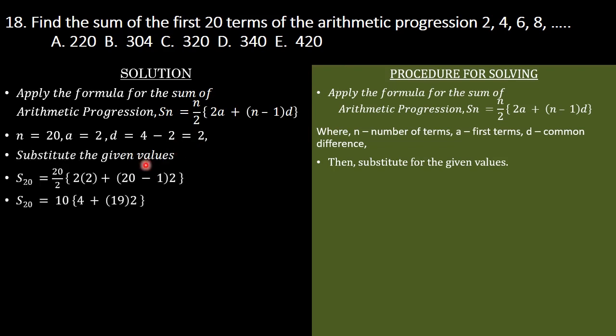You now have 20 over 2, open the bracket, 2 times 2 plus (20 minus 1) times 2, close the bracket. The sum of the first 20 terms now is equal to 10, open the bracket, 4 plus 19 multiplied by 2, which is 38. Then you have 10 times (4 plus 38), we have 42. You now have the sum of the first 20 terms equal to 10 multiplied by 42, which is 420.